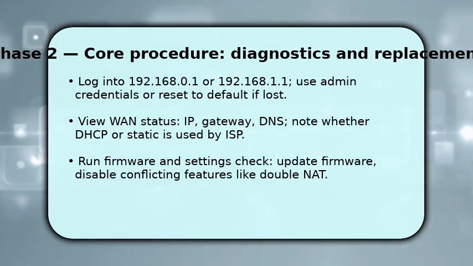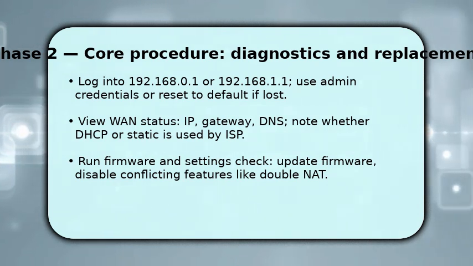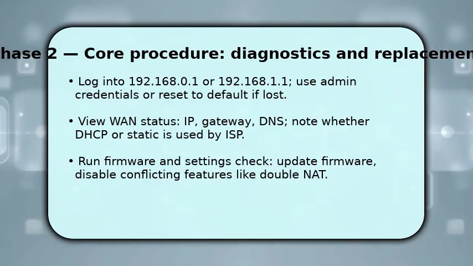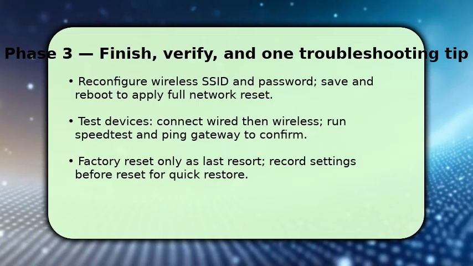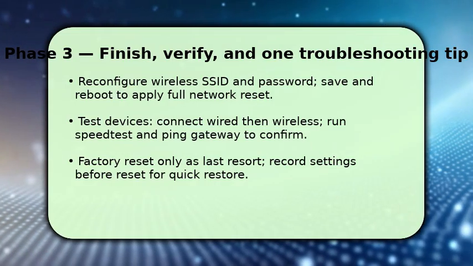To finish, reconfigure or confirm the LAN and wireless settings, set a clear SSID and password, save changes, and reboot the router to apply everything. Test with a wired device first, then wireless. Run a speed test and ping the gateway to verify connectivity and latency.